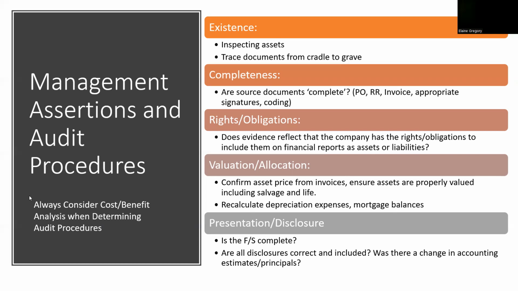We want to take a look at and confirm the asset price for invoices. We want to ensure that the assets are properly valued, and that includes salvage life. We want to make sure that we have the proper salvage life. For example, you may have a police department that you're auditing. Well, there are different types of vehicles. There could be the administrator's vehicle, which he or she uses in their daily course of business. And then you may have a police vehicle or a fire engine or paramedic ambulance that may have a different valuation. So you want to take a look at that.